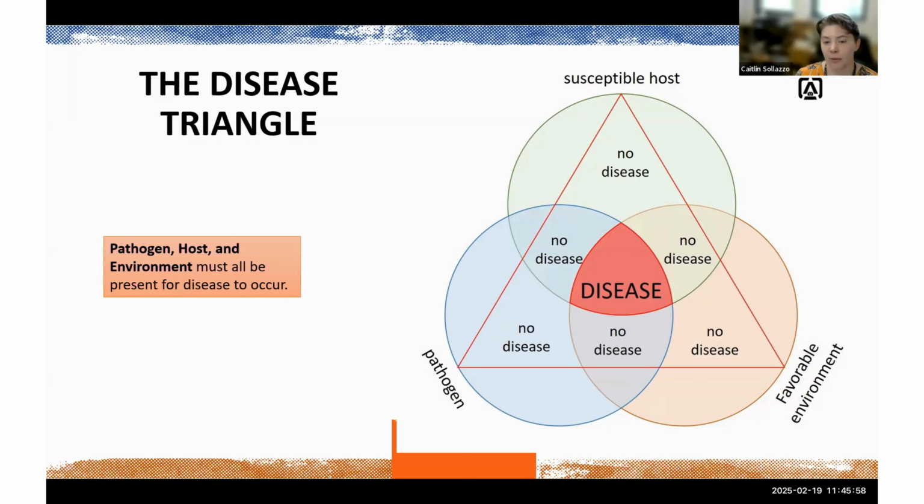We can control spacing of plants, which controls the humidity and aeration. So we can control a lot of the environmental factors. So we can control some disease. So yes, we need all three of these to be occurring in order to get disease. If we're missing any of these conditions, there's no disease.